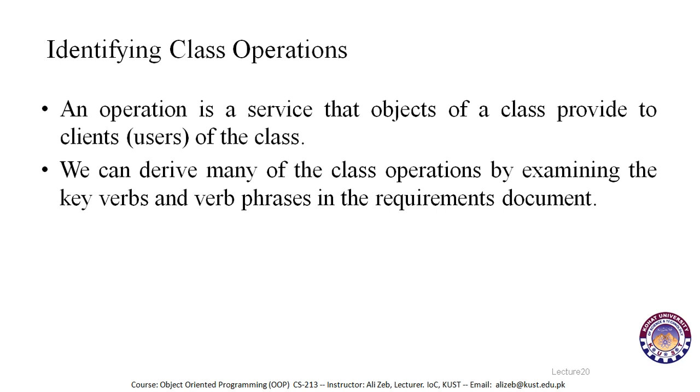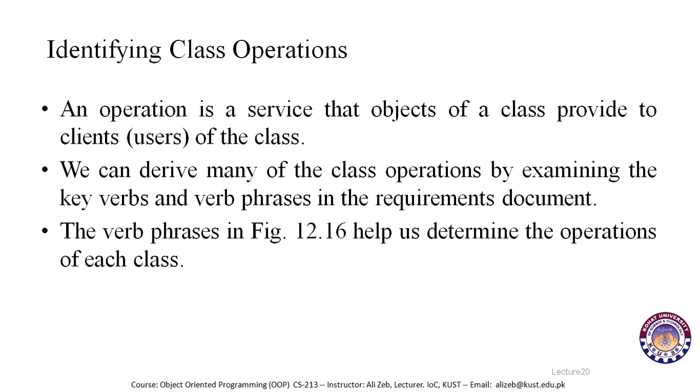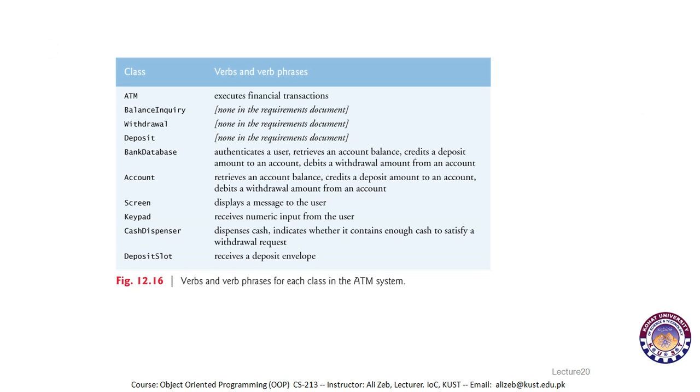We can derive many of the class operations by examining the key verbs and verb phrases in the requirements document. So we can guess and brainstorm the operations of our classes by examining the verbs or verb phrases in our requirements document. The verb phrases in figure 12.6 help us determine the operations of each class. If we look at this chart, the ATM executes financial transactions. So this might be an operation of the ATM.